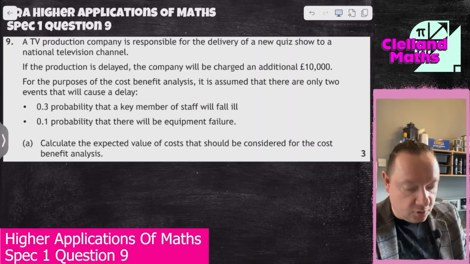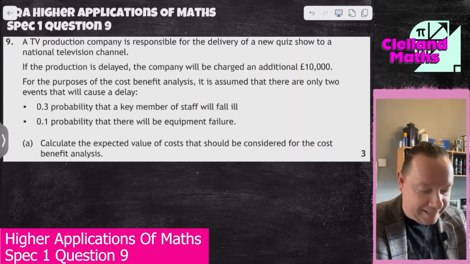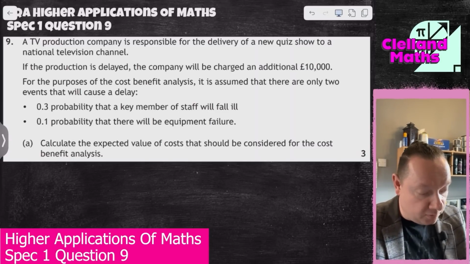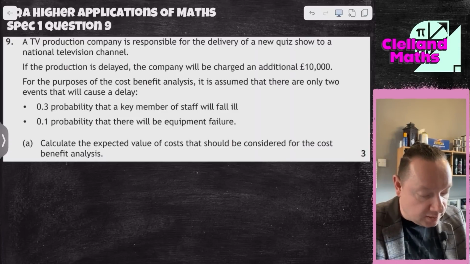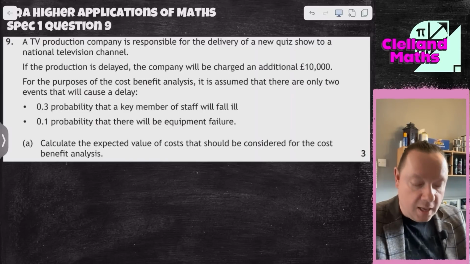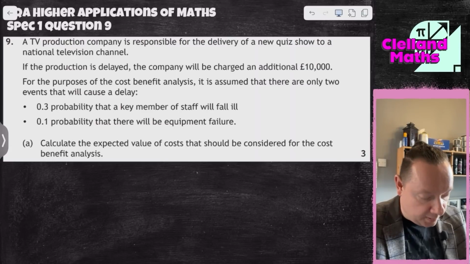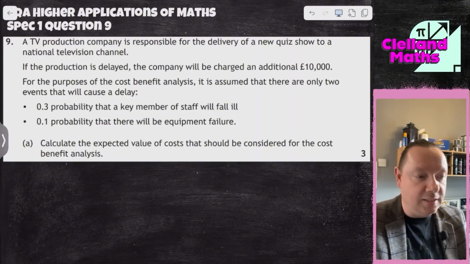HB Higher Applications of Maths, Specimen Paper 1, Question 9. A TV production company is responsible for the delivery of a new quiz show to national television. If the production is delayed, the company is charged an additional £10,000. For the purpose of a cost-benefit analysis, it is assumed that there are 2 events that could cause a delay: 0.3 if a key member of staff falls ill, 0.1 for equipment failure. Now this question is saying calculate the expected value of cost that should be considered for the cost-benefit analysis.